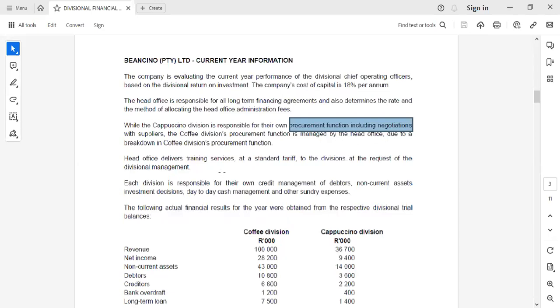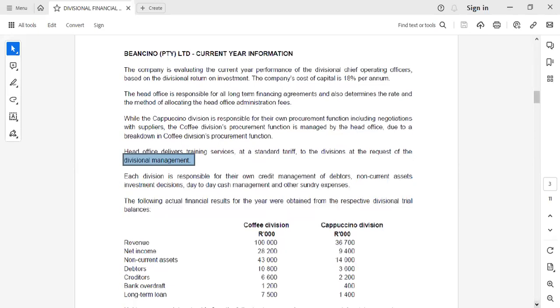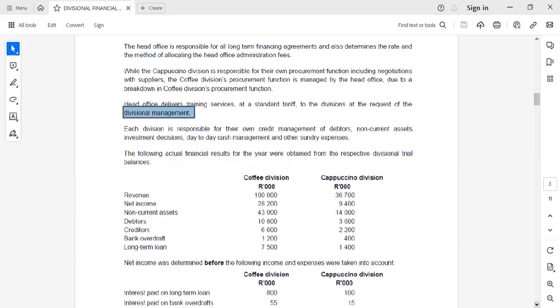Right. Head office delivers training services at a standard tariff to the divisions at the request of the divisional management. Although head office delivers this training service at a standard tariff, it is the divisions that request this training. So the training services will be taken into account when we determine the controllable profit. So we'll take into account the training services because it's management who are requesting the training. So they affect that. Right.